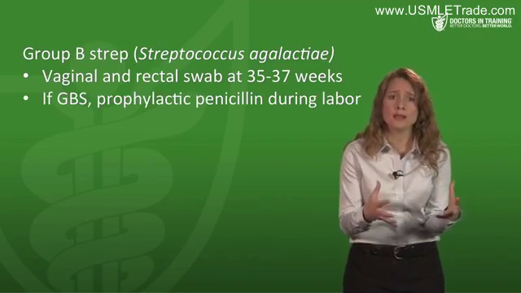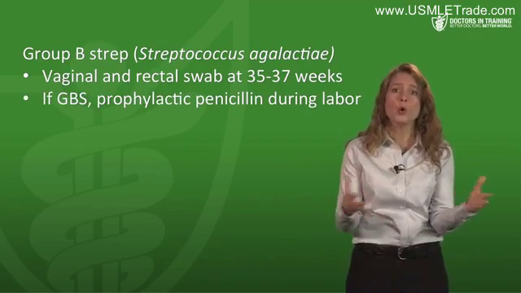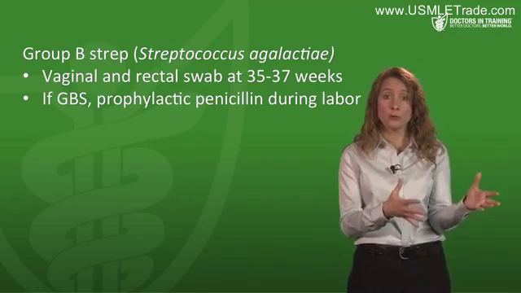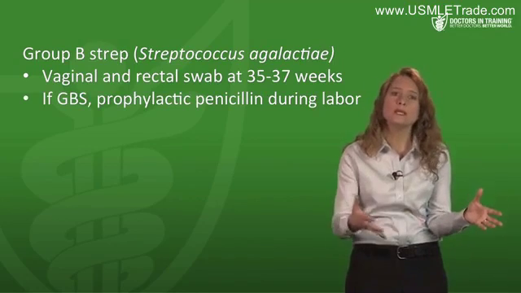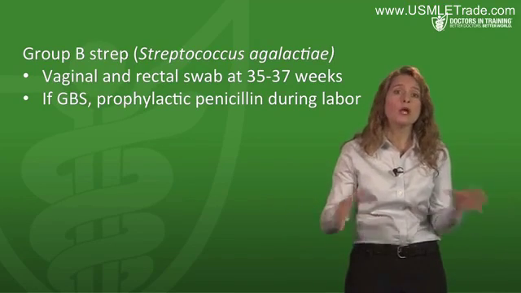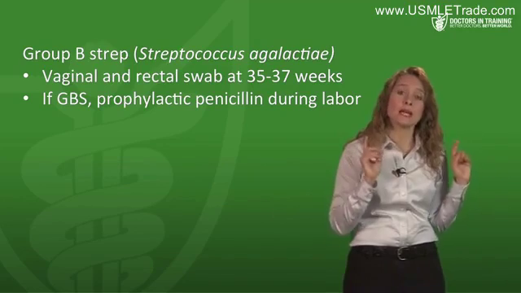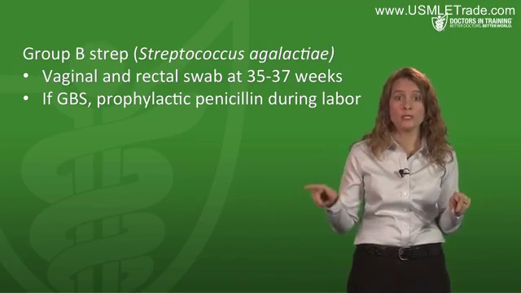If the pregnant woman is colonized in the GI or GU tract, or if she had a positive urine culture for Group B strep during her pregnancy, then we give prophylactic penicillin during labor. The sole reason for doing this is to protect the infant from infection with Group B strep.